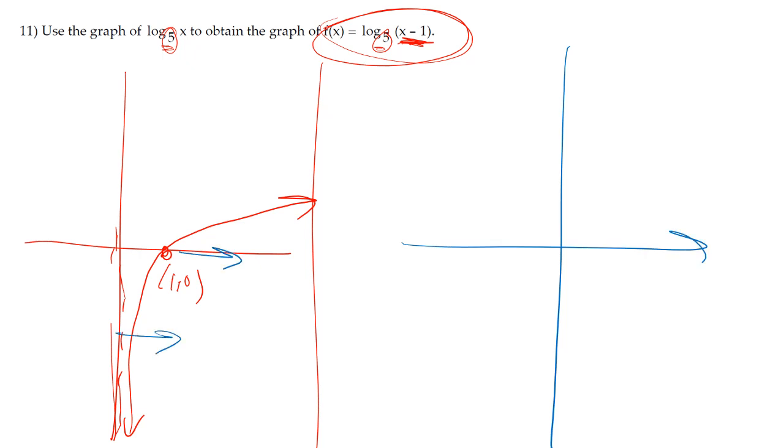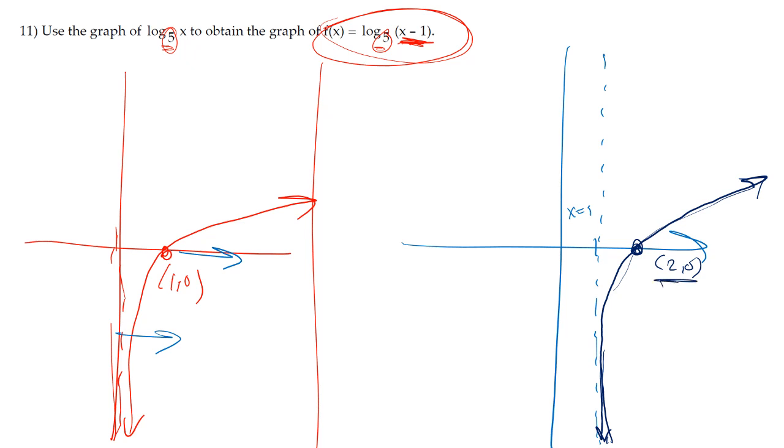Well, everything's going to the right 1 unit, which puts my vertical asymptote now at x equals 1. Okay? And then this point goes over 1 unit, which now puts it here at 2, 0. And then my graph follows along with that. It looks like this. It should go like that. And that's the graph of that logarithm. So I have my point, I have my asymptote, I have my shape. Those are all the things I'd be looking for.